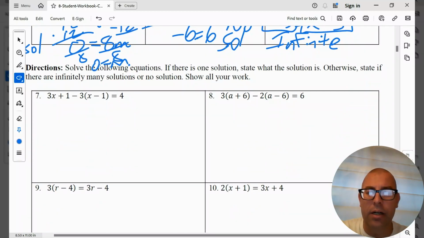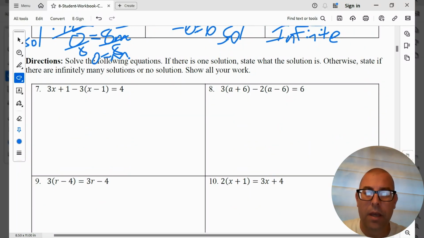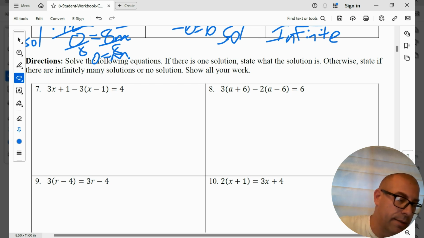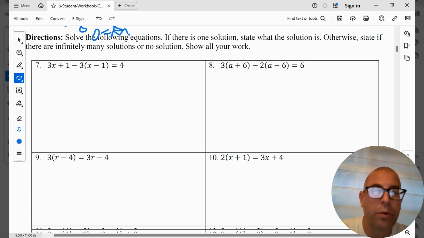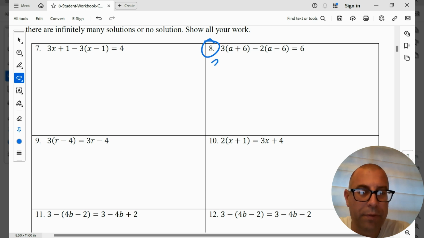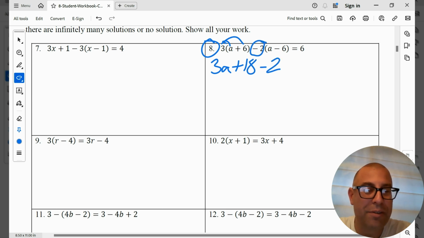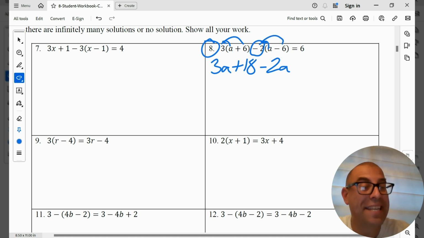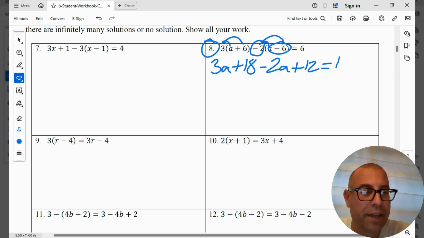Down here, same ideas, but what we want to keep in mind is we might get an answer, and if we do, we want the answer. So let's go to problem number 8. All right, so distributive property. 3 times a is 3a. 3 times 6 is my 18. It's a negative 2. So negative 2 times a is negative 2a. Negative 2 times negative 6 is a positive 12. And that equals 6.